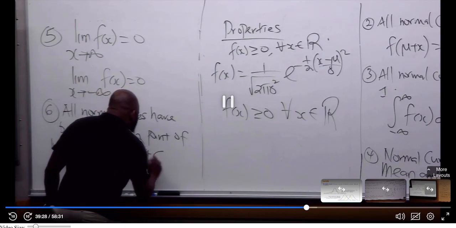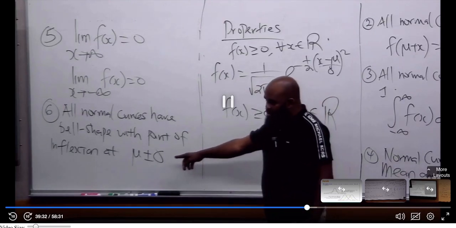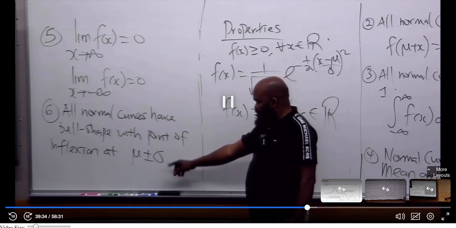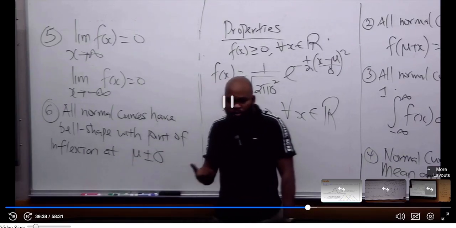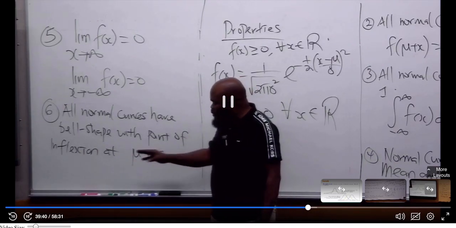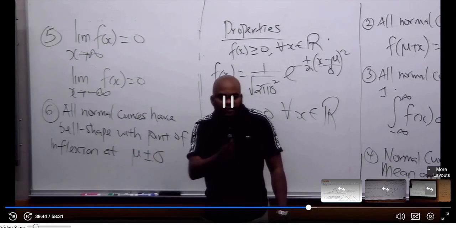Okay, you can actually derive this. What do we mean by point of inflection? I want to talk about point of inflection. The point of inflection is where you talk about the rate of change of a slope. That's a second derivative.